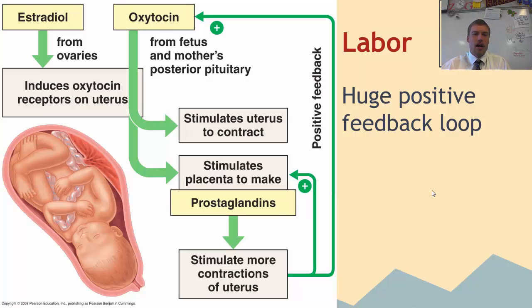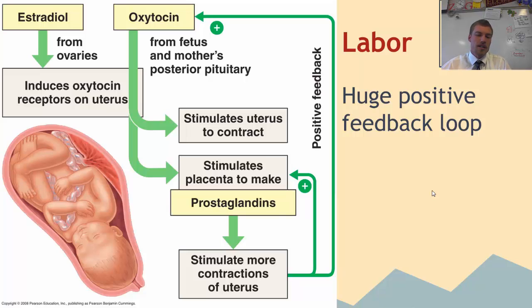Labor is started off by estradiol and oxytocin. Estradiol, which remember is a type of estrogen, is produced in the ovaries and it induces oxytocin receptors on the uterus. So it basically creates a place for the oxytocin to be able to bind. Now, once the oxytocin is able to bind, it is going to both stimulate uterus contractions as well as stimulate the placenta to make prostaglandins.